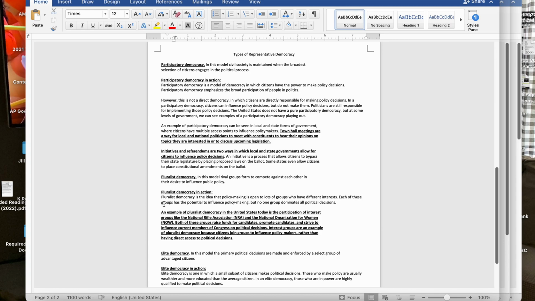Now, on the pluralist democracy, what we're talking about here is that people are not necessarily working on an individual level, but on a group level. This would be where you join an interest group, like the NRA or the National Organization for Women, and you belong to that group. That group is going to represent you in Washington, D.C. They're going to represent your interests, try to push for policy, and try to introduce policy.